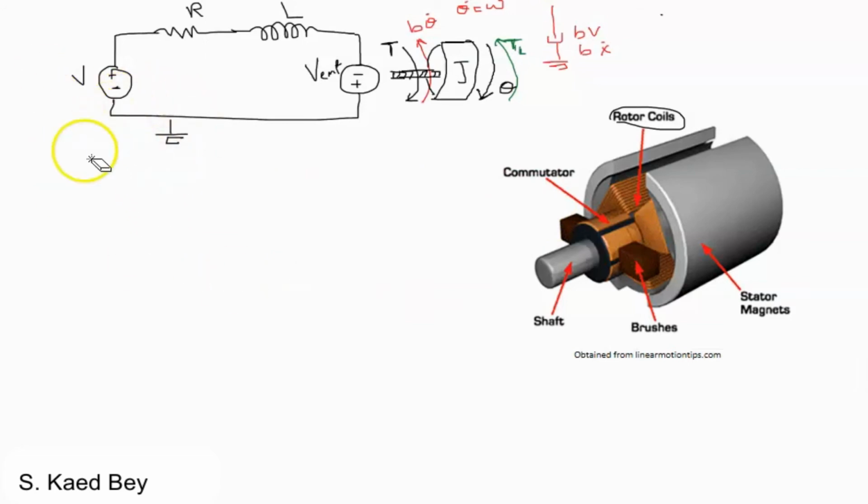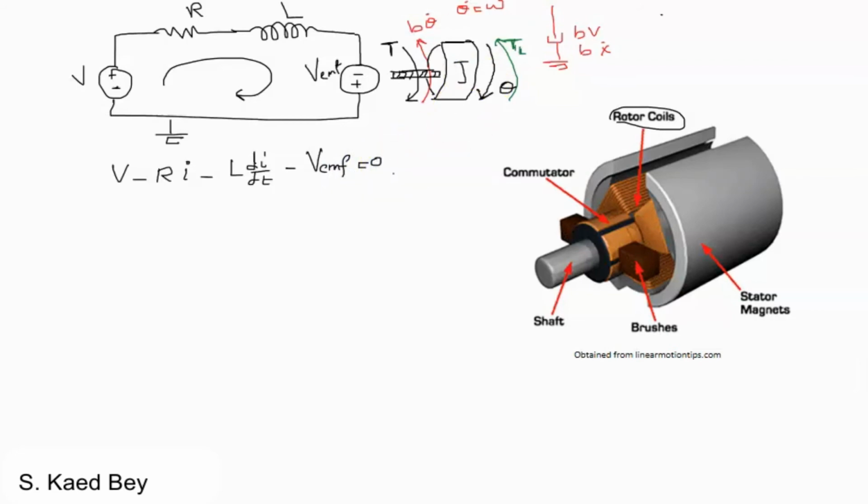Now applying Kirchhoff's law this way, what we get is the voltage V in minus the resistor multiplied by the current in the rotor coils, minus the inductance voltage, minus the friction voltage, or what we call the back EMF. And this is equal to 0.